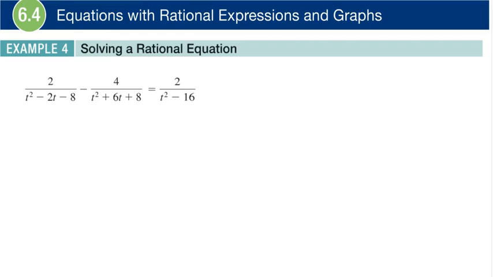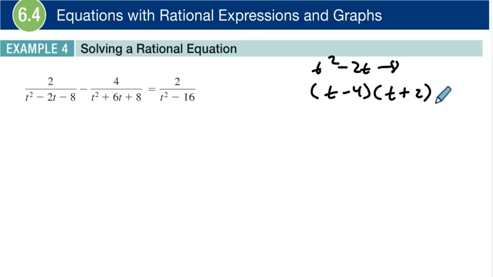So let's go ahead and actually first factor all these. Okay, so we'll start with t squared minus 2t minus 8. If I factor that guy, multiply to get negative 8, add to get negative 2, so that would be a t minus 4, and then a t plus 2.